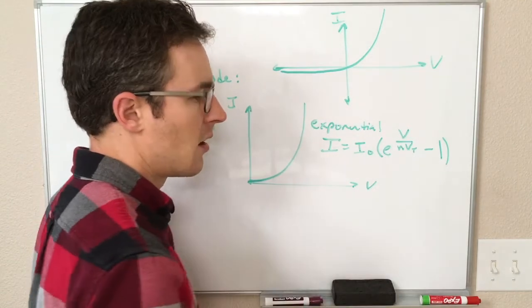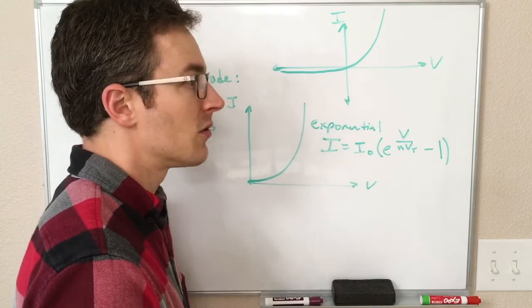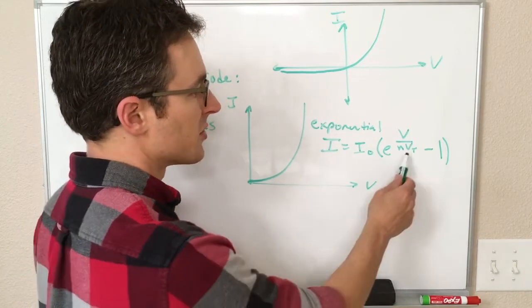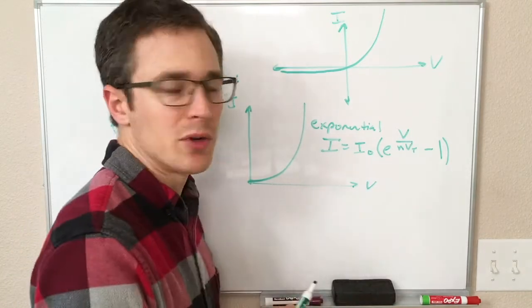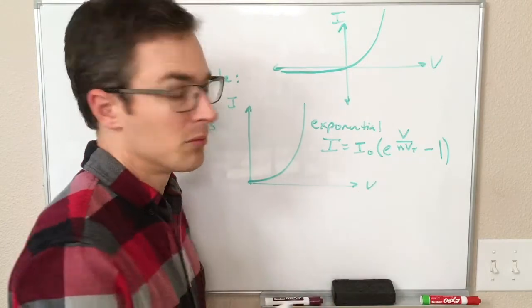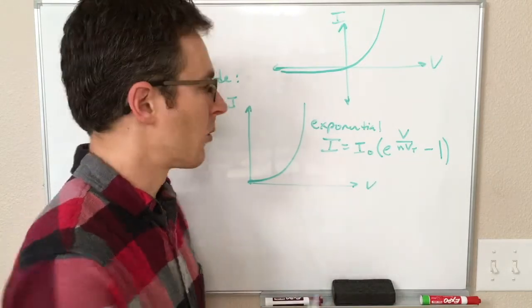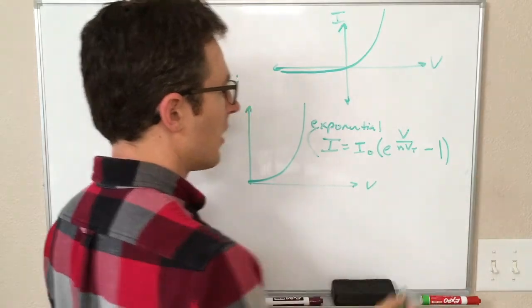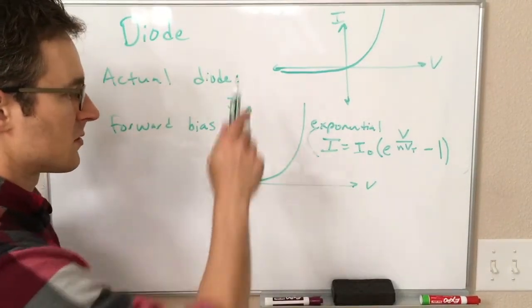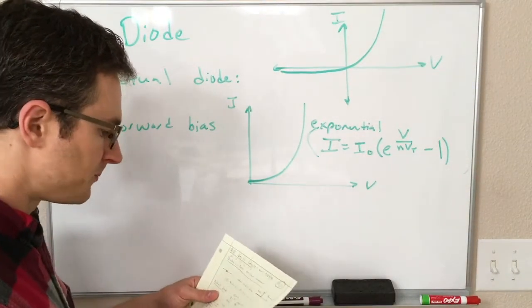V_T is a thermal voltage that only depends on temperature. So for different temperatures, you get different values of this denominator. And N here is some little correcting factor that we don't need to worry about. We're not going to use this equation. I just wanted to show you that this graph does have the form of an exponential.